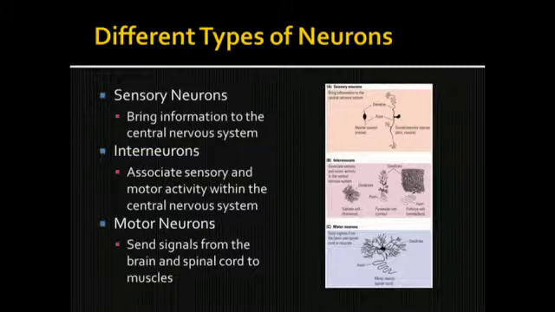Here is that motor neuron, and you can see that based on what it looks like, it is quite different and unique compared to the sensory and interneurons. Basically, its dendritic tree is what is different amongst all of these.